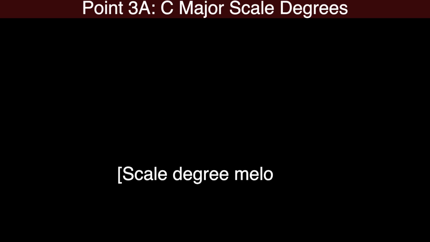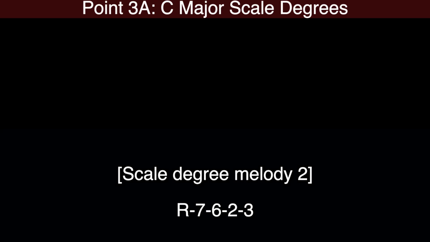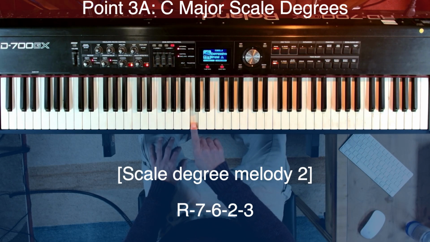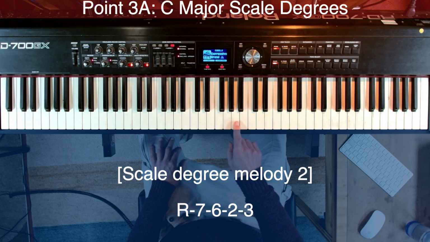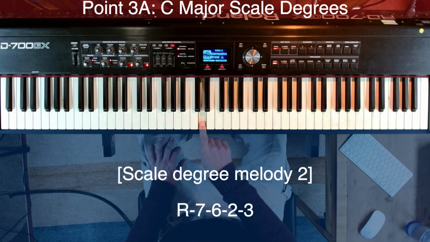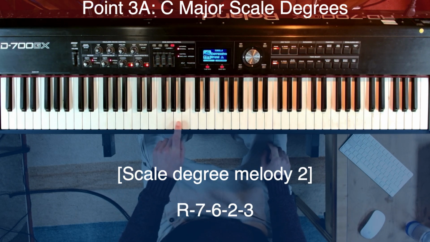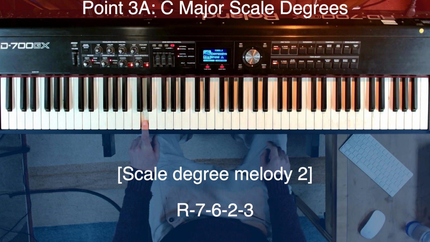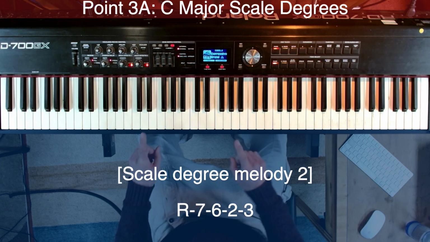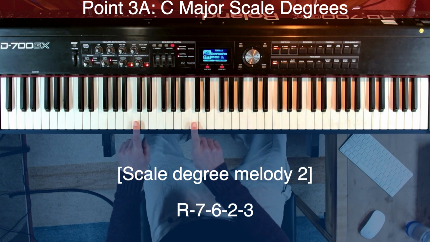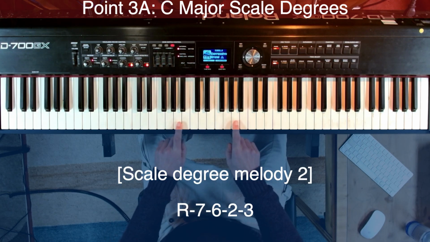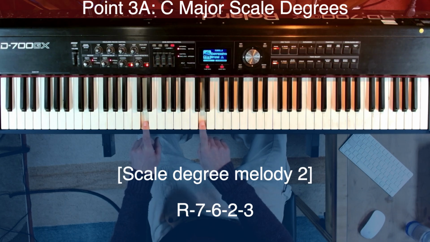Here's a second melody created from the C major scale degrees. Root, 7, 6, 2, 3. With my left hand, root, 7, 6, 2, 3. And then one finger in each hand, together, root, 7, 6, 2, 3.